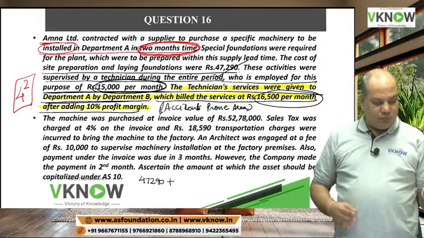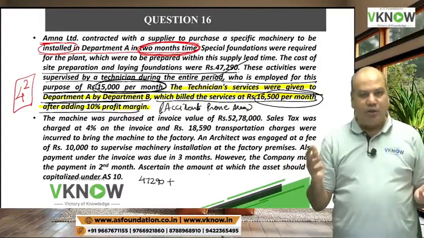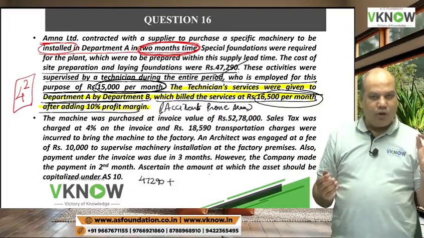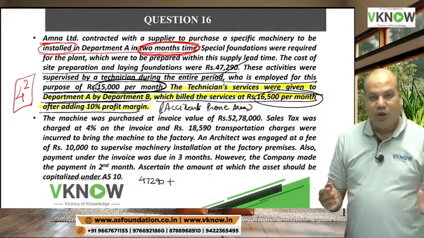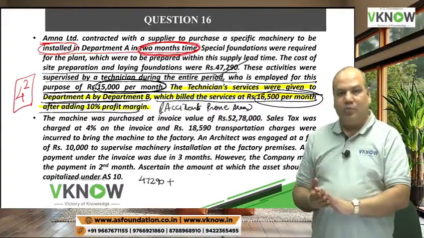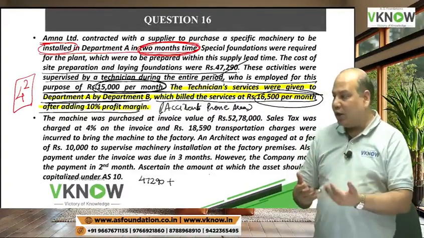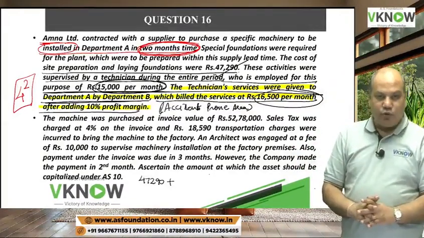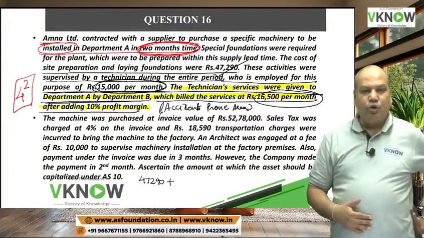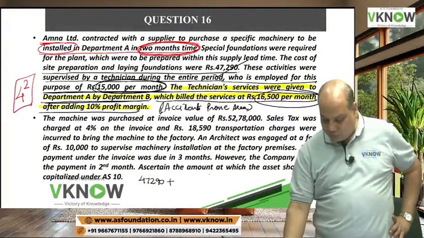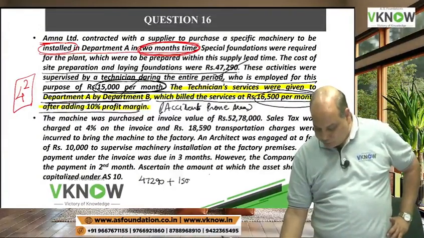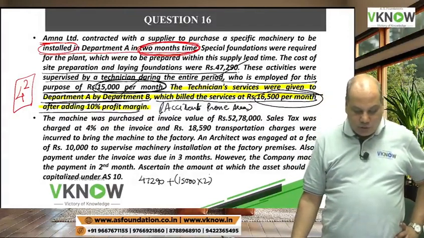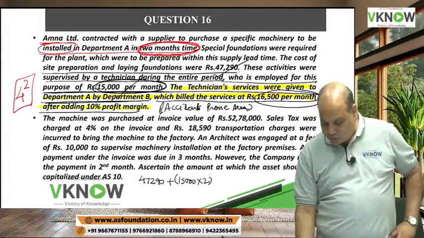Department A has rendered service to Department B. The employee is working in Department B for a salary of 15,000, but Department A charges Department B 16,500, adding a 10% profit margin. What have I told you? I have told you internal profits are not to be considered. So therefore I will take 15,000 per month only for 2 months. Internal profits are excluded. Those who have given this answer, you are right.